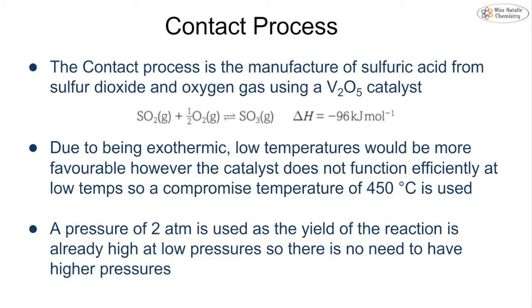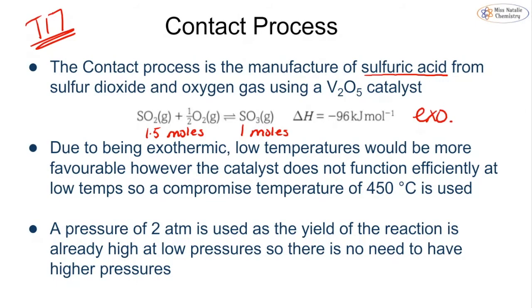The contact process is also another very important industrial process, and this is the manufacture of sulfuric acid from sulfur dioxide and oxygen gas using a vanadium oxide catalyst. You're actually going to come back to discuss this in topic 17, which is the transition metals in your A2 year. If we look at the information, we can see again our forward reaction is exothermic, and we have 1.5 moles of reactants and 1 mole of products.